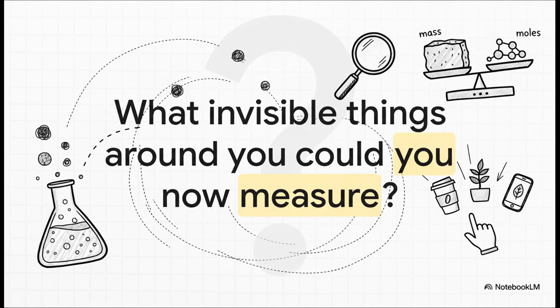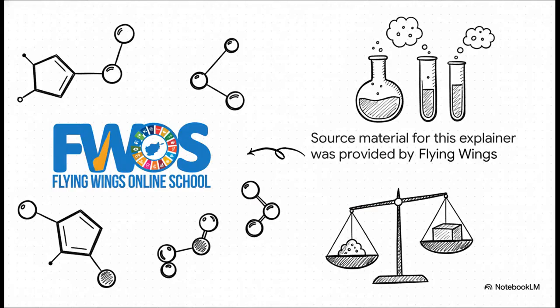See, the mole gives us a kind of superpower, the ability to count the invisible and link it to the world we can actually see and touch. It turns chemistry from guesswork into a really precise science. So, as you look around you now, what invisible things can you imagine being able to measure and understand? And that's our look at Avogadro's number and the incredible power of the mole.